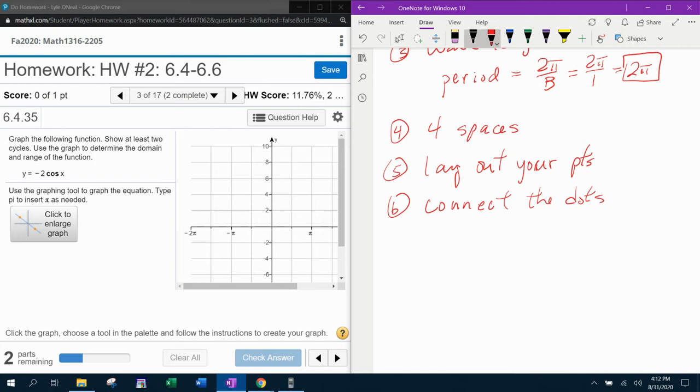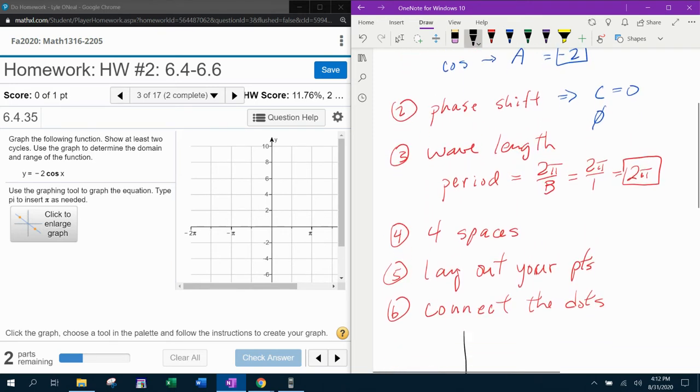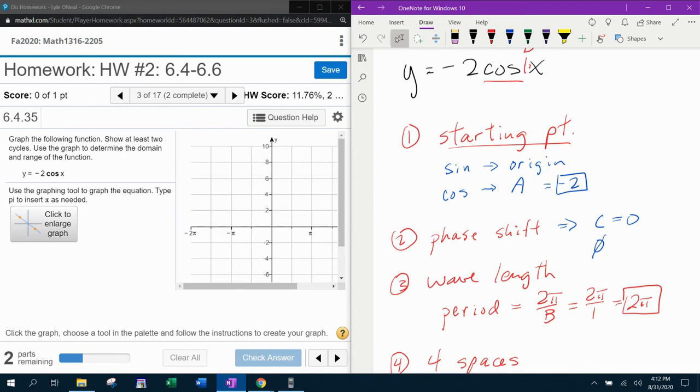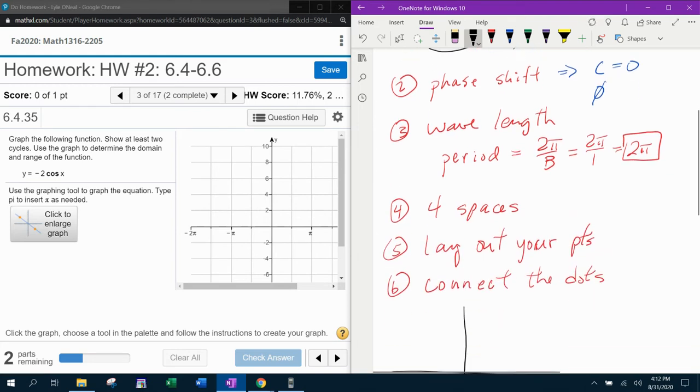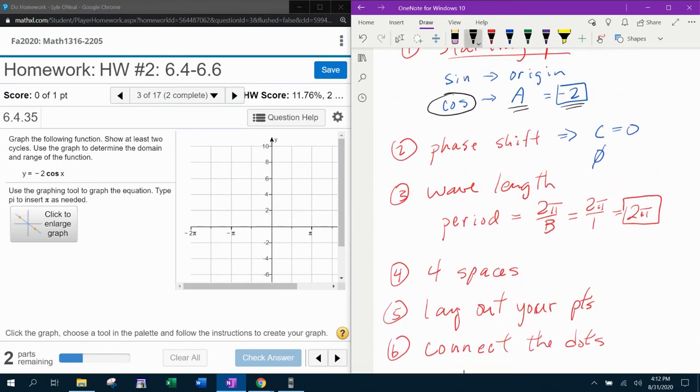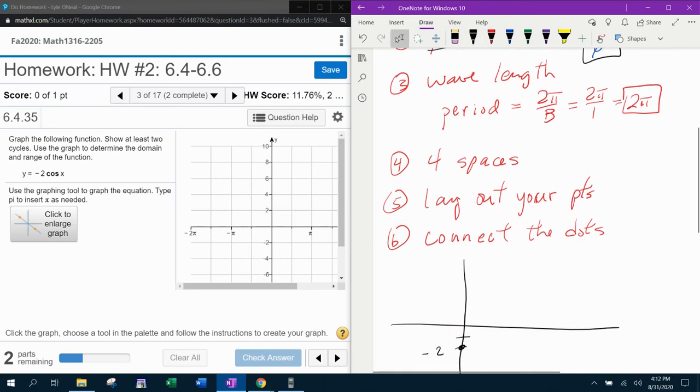All right, so let's get us a coordinate system here. And we're going to go through and explain how these 6 steps get us to our graph. So step number 1, starting point: we have cosine, which is going to start at a, which is -2. So on the y-axis, our first dot is going to be down here at -2. That's step number 1, the starting point. Step number 2, phase shift, which remember we don't have this time because C was 0. So then we can move to wavelength.